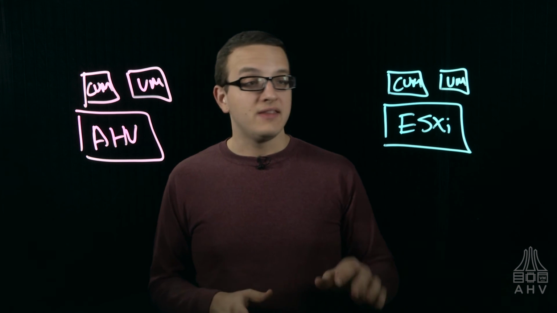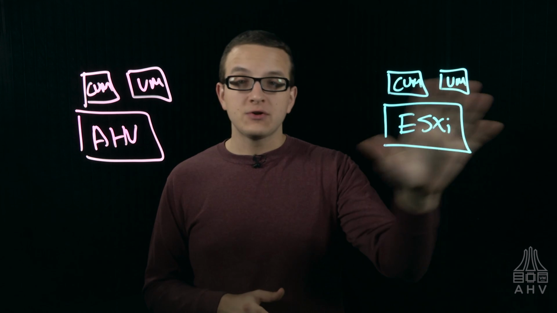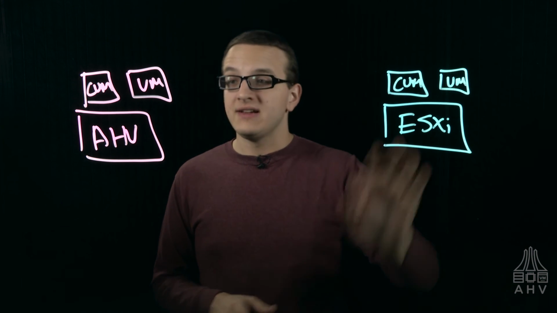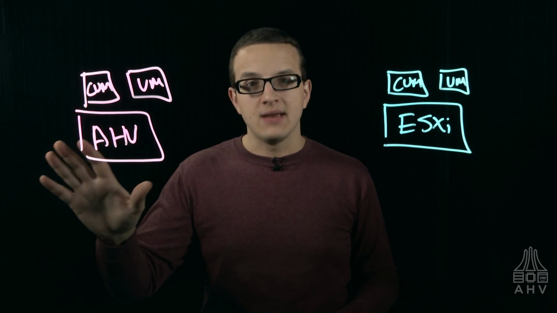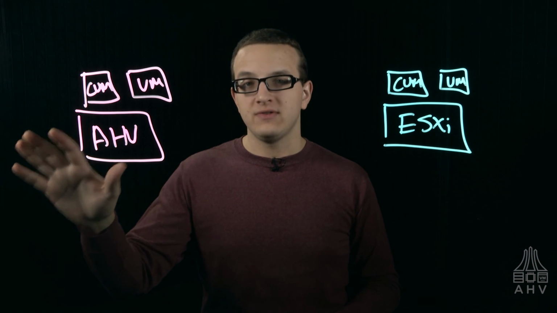Just want to drive home again that with aCLI or Hyper-V, you've got your virtualization management interface and your Prism interface. With AHV, they're one and the same, which means that you've got to do everything through the controller VMs.